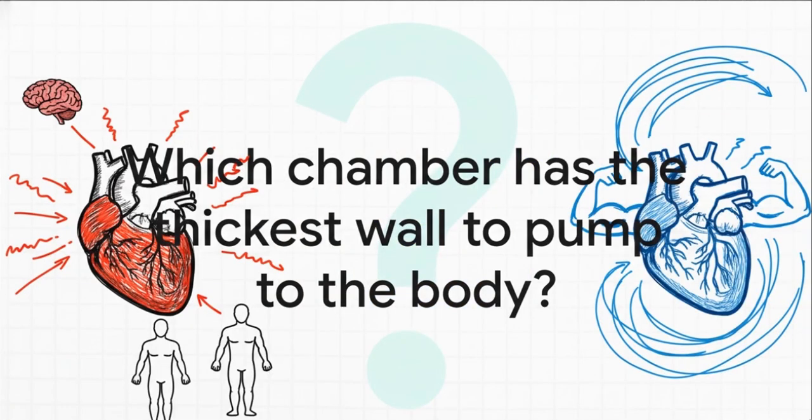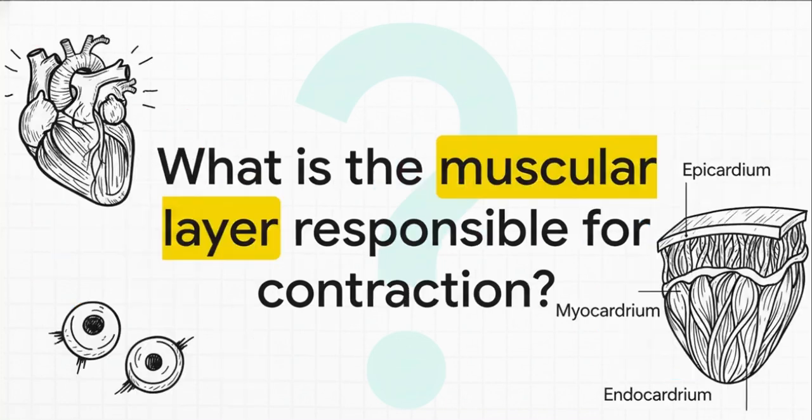Okay, question 3. Which chamber has the thickest muscular wall? Think about which one has the hardest job. It's the left ventricle. And the reason is simple. It needs all that extra muscle power to generate enough force to pump blood to your entire body, from your head to your toes. Question 4.